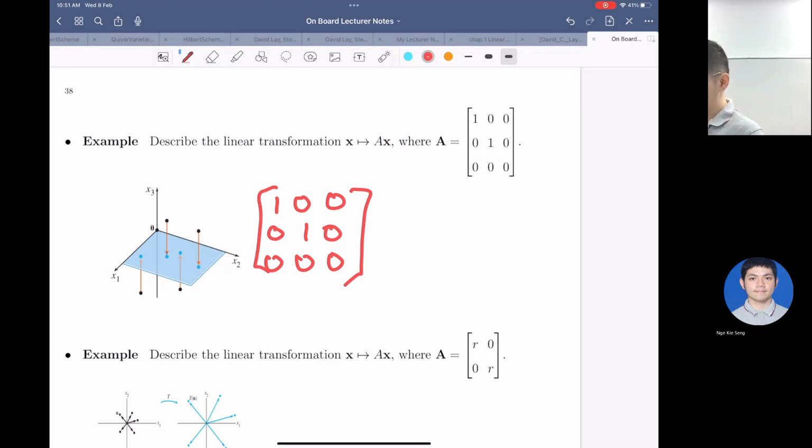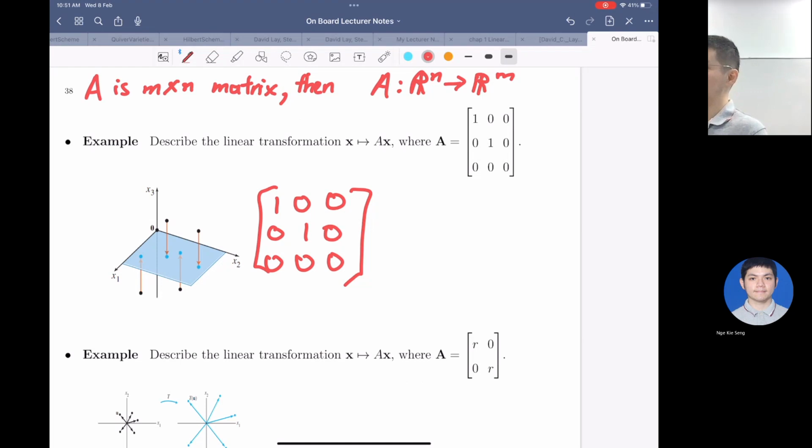It doesn't tell you where the domain and codomain are, but the matrix will determine the domain and codomain. If A is an m times n matrix, then it is a map from Rn to Rm. In this case, it's a 3 by 3 matrix, so this is a map from R3 to R3. If I give you an R3 vector, you give me back an R3 vector.